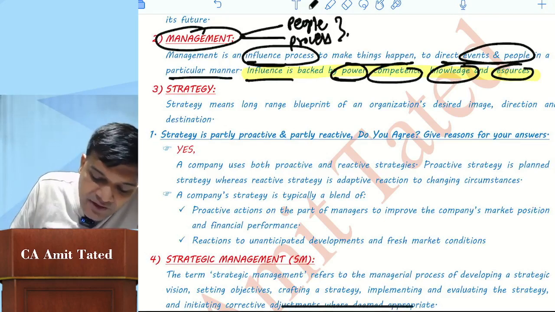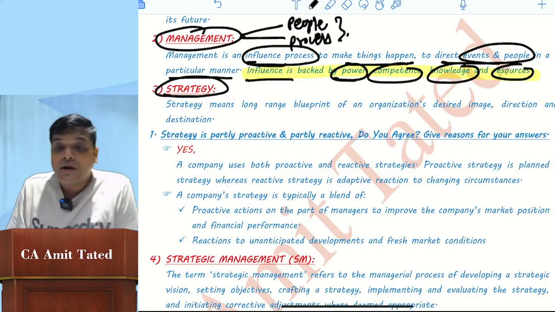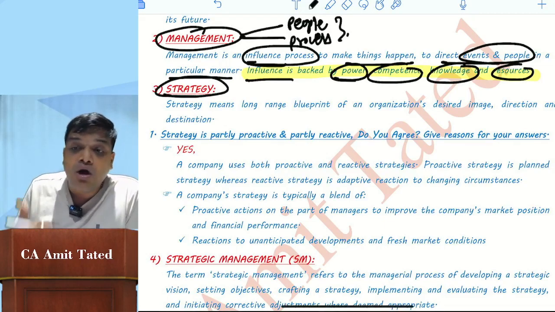The next concept is the word strategy. What is the meaning of strategy? Strategy means a long-term or long-range blueprint of the organization's desired image, direction or destination.